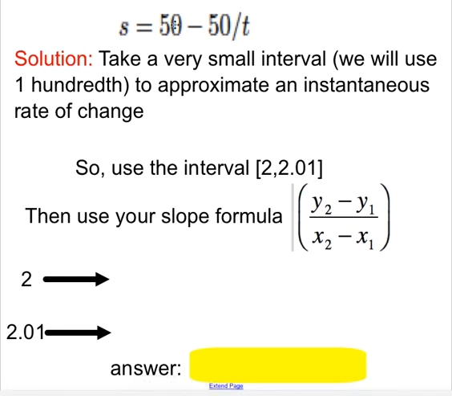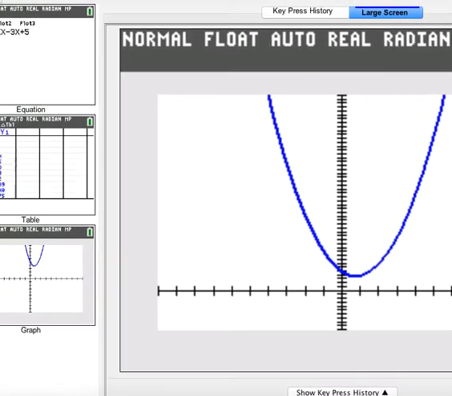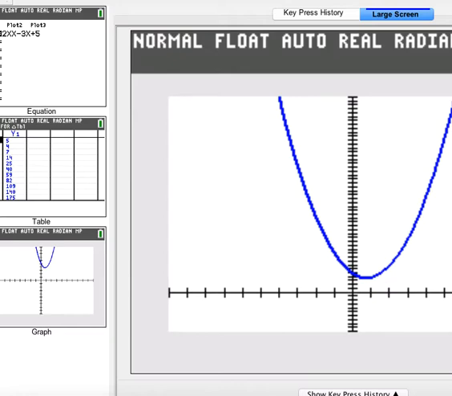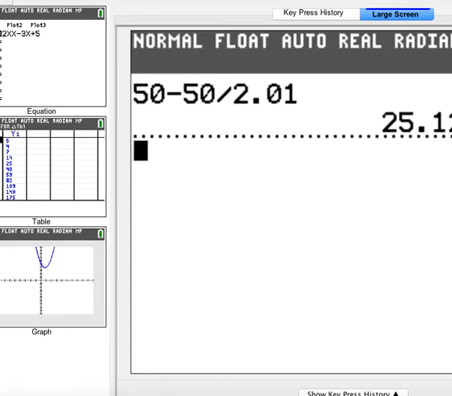So if I did 50 minus 50 divided by 2, 50 divided by 2 is 25, 50 minus 25, I get 25 on the dot. So if I plugged in 2, I'd get 25. Now if I plug in 2.01, I'm going to do the same exact thing. I'm going to do 50 minus 50 divided by 2.01. It's probably not going to be very different than 25, right?